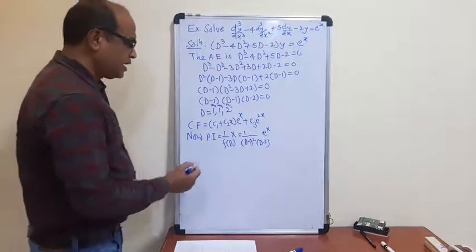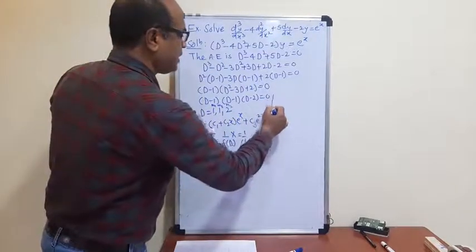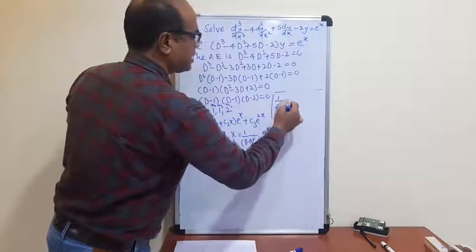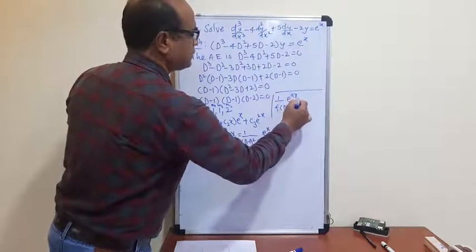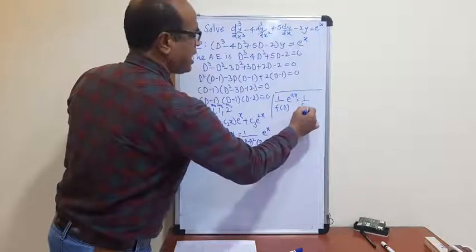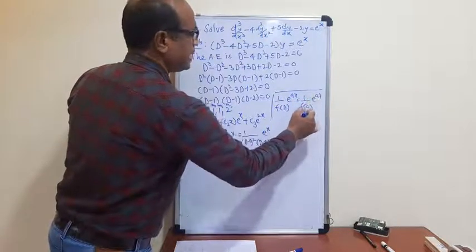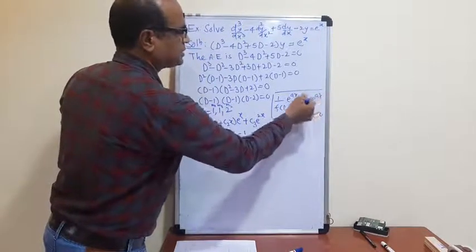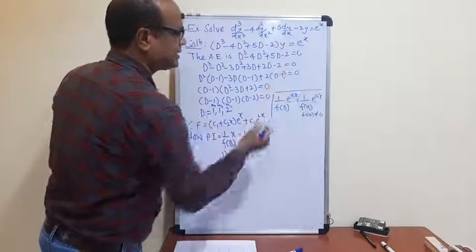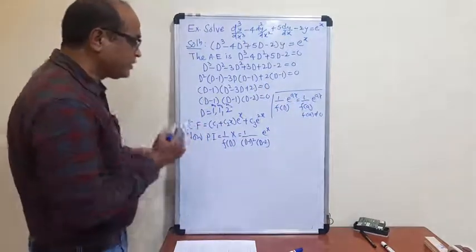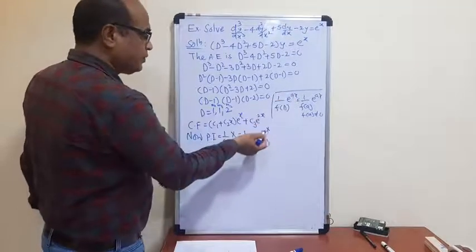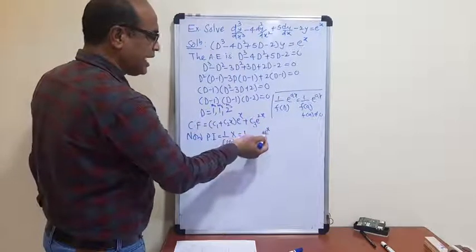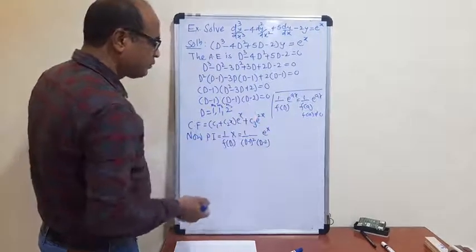We know the formula to find the particular integral. The formula is 1 upon f of D, e raised to ax, is equal to 1 upon f of a, e raised to ax, when f of a is not equal to 0. So put D is equal to a here, and we get the solution of this particular integral. What is the coefficient of x in the exponent? That is 1, so a is 1.